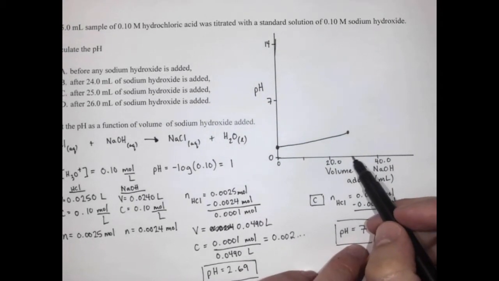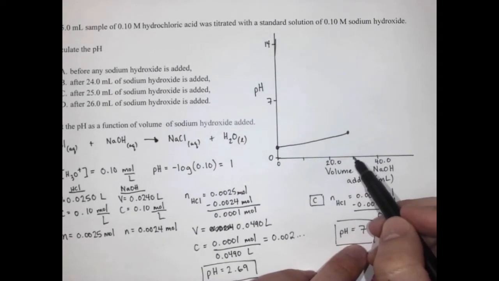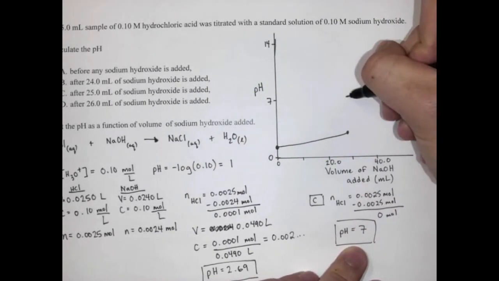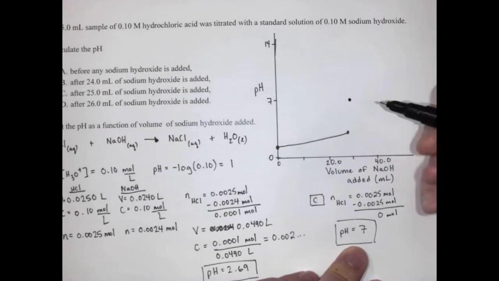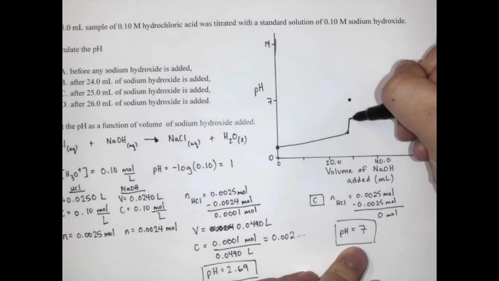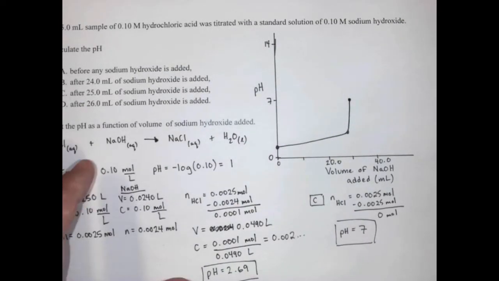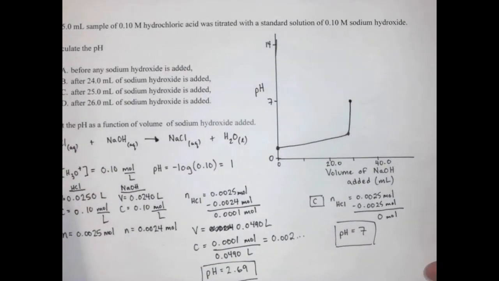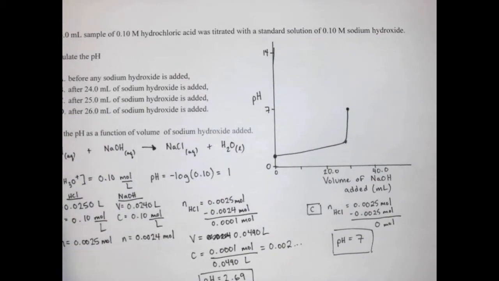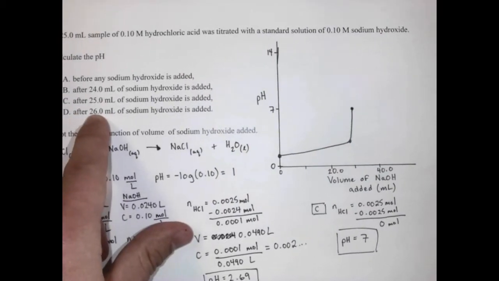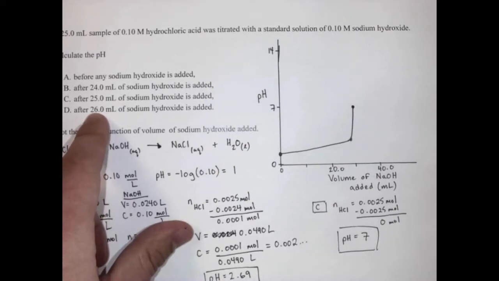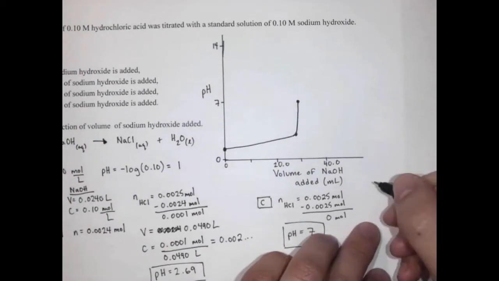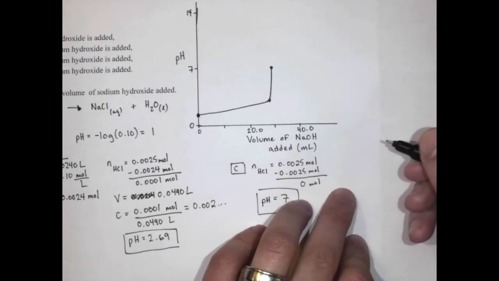So here's the cool thing. At 24 mils of base added, I had a pH of 2.69. I add 1 more milliliter, and my pH jumps up to 7. So it's almost a near vertical increase. And let's just look at the last situation now. After I add 26 mils of base, so I add 1 more milliliter, what happens to the pH? I'm just going to record it right here.